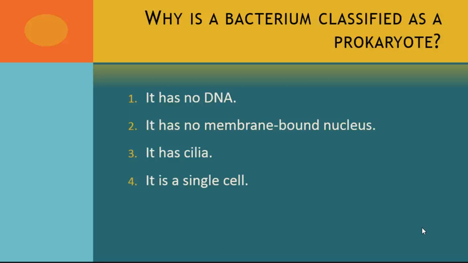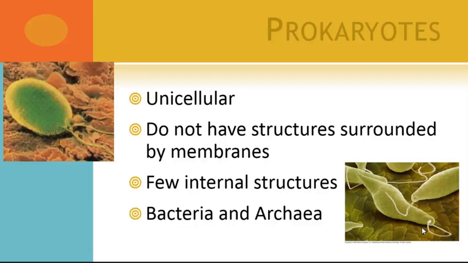Single cells, they can come in all sorts of types. But the thing about prokaryotes is the second answer. It has no membrane-bound nucleus, and as a matter of fact, it doesn't have a nucleus at all, really. It just has a cluster of DNA in the center, and I'm going to show you a picture. But basically, prokaryotes are the earliest of cells. They are unicellular. They have no membranes other than the membrane that surrounds it. Okay, they have very few internal structures, and they're all prokaryotes. They're going to be bacteria and archaea.